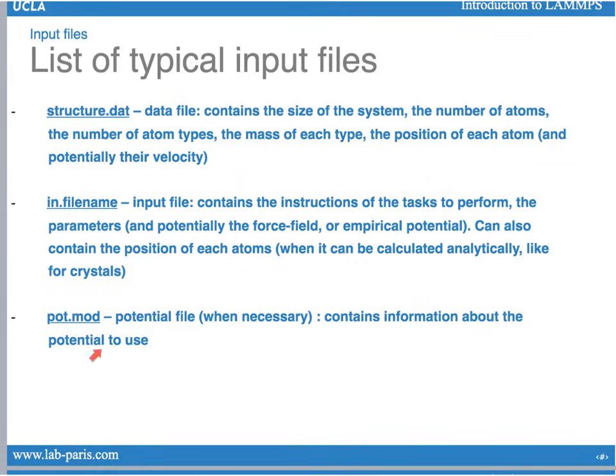And then the last type of file, which sometimes is included in the input file, but sometimes is provided as a separate file, is a potential file, which is a file where you would find all the information about the interatomic potential that you are using. That is to say, for example, the energy as a function of the distance between the atoms, or any other types of information that characterizes the potential, the interatomic energy, the interatomic force field acting between the atoms.